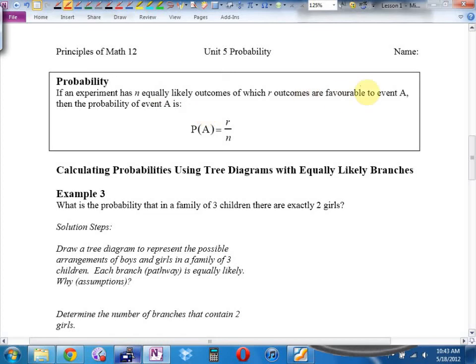of which r outcomes are favorable, our success, our red aces, our wins to event A, then the probability of event A occurring is the number of successes divided by the number of outcomes. Now that's really obvious, except I'm going to tell you right now how I can give you a very basic question, and just this very basic question, none of you will intuitively guess the right answer. Here's the basic question.